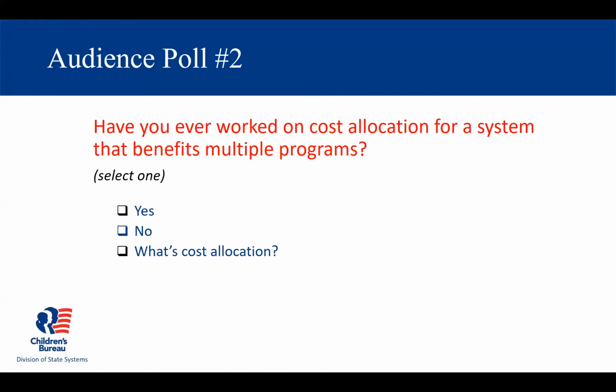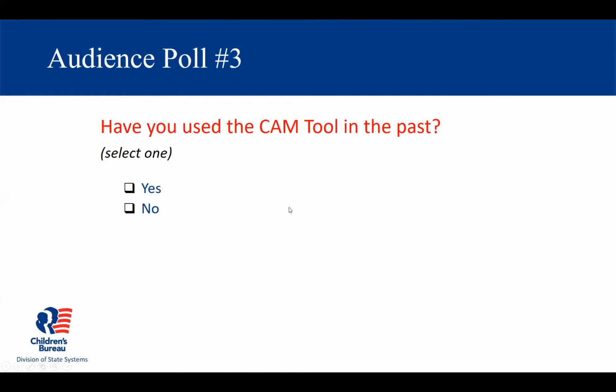68% of you, yes, you have worked on a cost allocation across multiple programs, nearly 70% of you. So we have some fairly experienced participants today. And then about 30% of you said you have not. And of course, 3% of you, 13, aren't even sure what the cost allocation is. So we're learning together today. That's great. All right, one last poll question. Have you used the CAM tool in the past? And this is just a quick yes or no. So have you actually used this tool that we'll be discussing in the past?